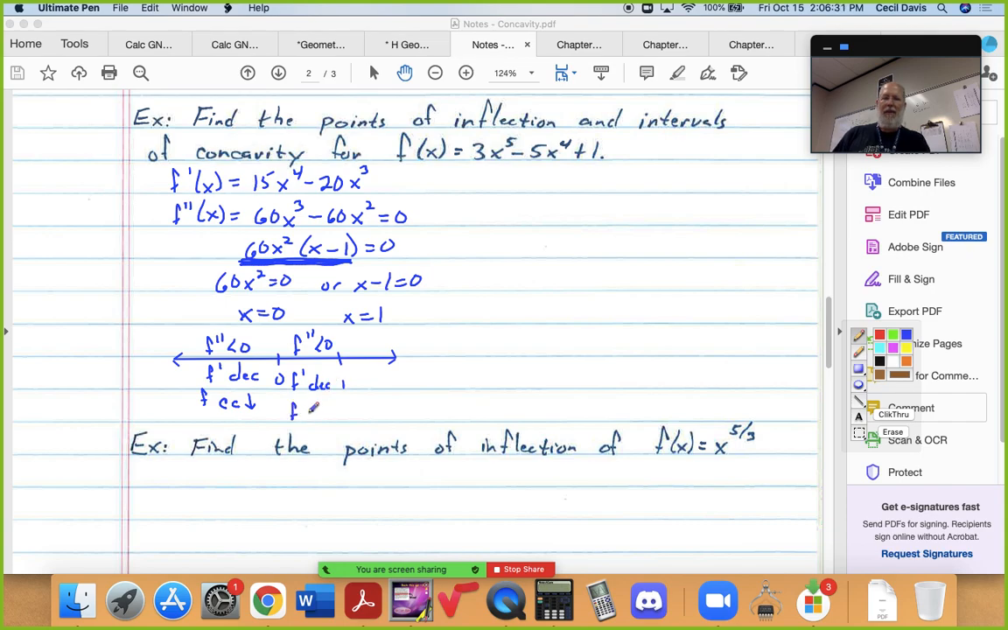So f is concave down still. But if we pick a value larger than 1, 60x squared is still positive. Something bigger than 1 minus 1 is positive. So now the second derivative is positive. That means that f prime is increasing, which means that f is concave up.